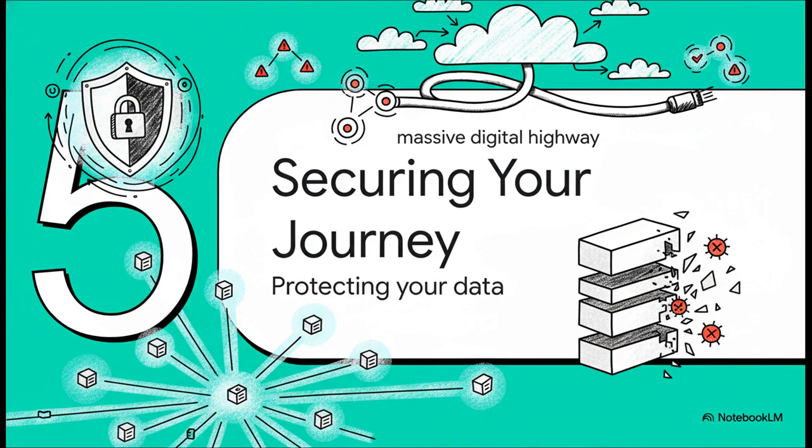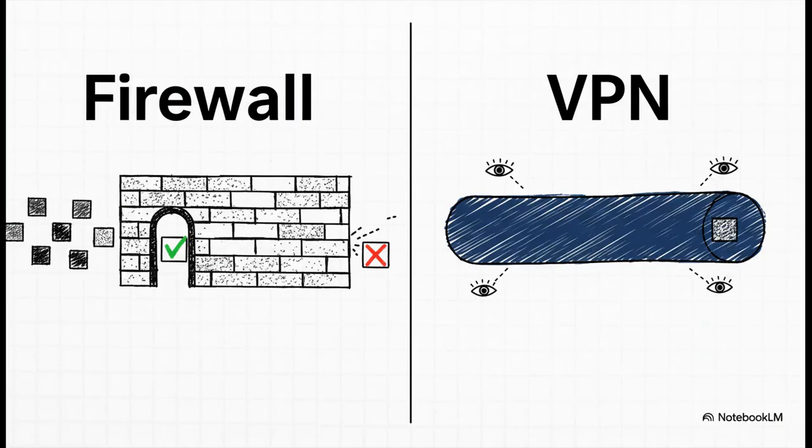Of course, whenever you have a system this universal, this open, security becomes a huge deal. I mean, with all this data flying around on this massive digital highway, how do we keep it all safe? That's where some tools you've probably heard of come in. Think of a firewall. It's like a security guard for your network, checking the ID of every data packet trying to get in or out. And a VPN? That's like building a private armored tunnel for your data to travel through, making it totally invisible to anyone trying to peek. They're basically the guardrails and secret tunnels of the internet.